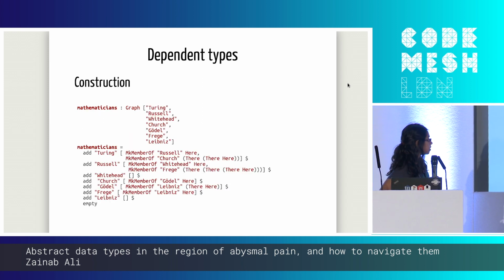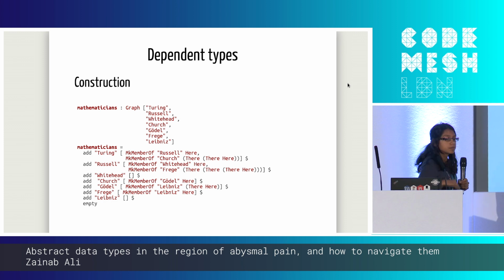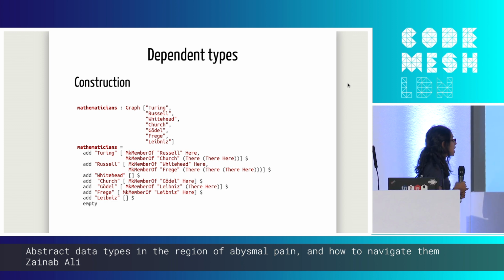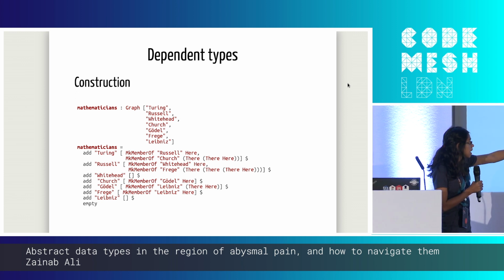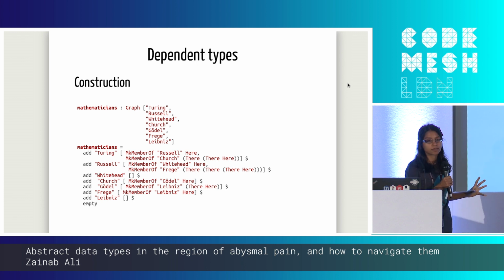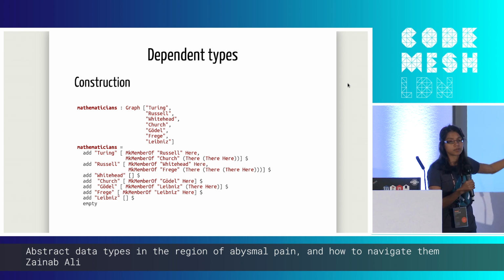Now this is what that might look like. It's a bit more verbose now because I have to add in the proofs whenever I add a list of parents that those parents are members of the graph before. It turns out that Idris can infer a lot of this for you, so you don't usually need to write the proofs out like this.